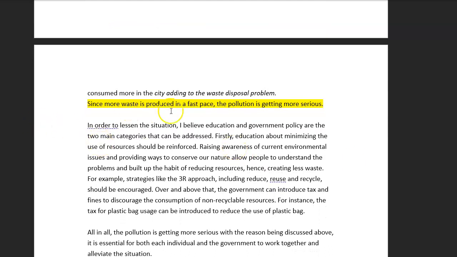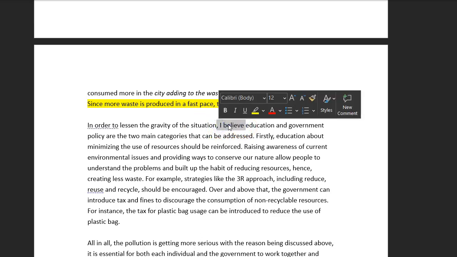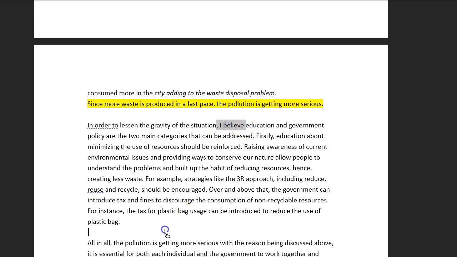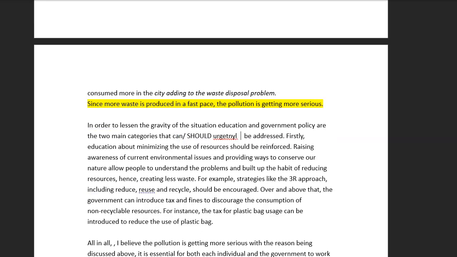In order to lessen the situation or improve, we would lessen the gravity. You could lessen the gravity of the situation, or in order to improve the situation. And then don't give me what you think yet, because it's not really about you. I mean, you could put you at the end, but really this is just about governments. So education and government policy are 2 main categories that could be addressed. That here you're making recommendations, so should urgently be addressed.